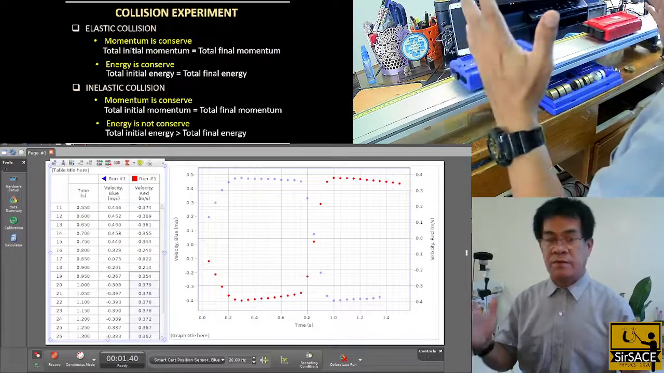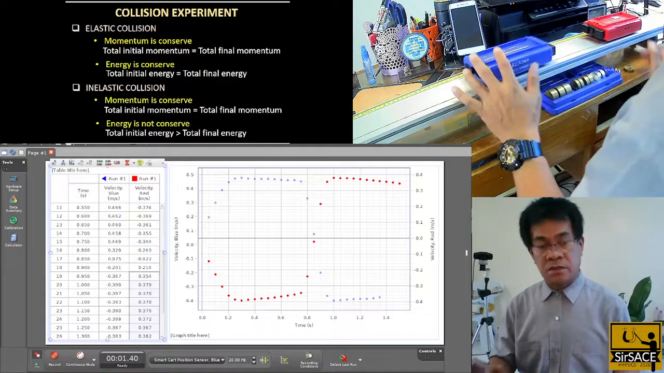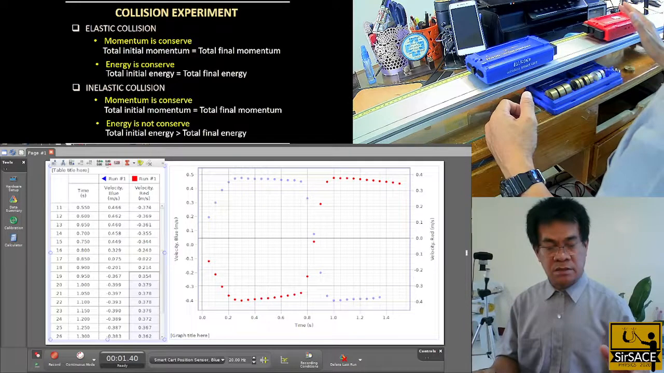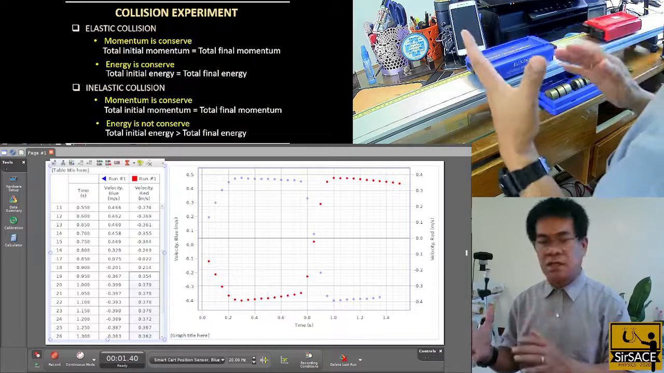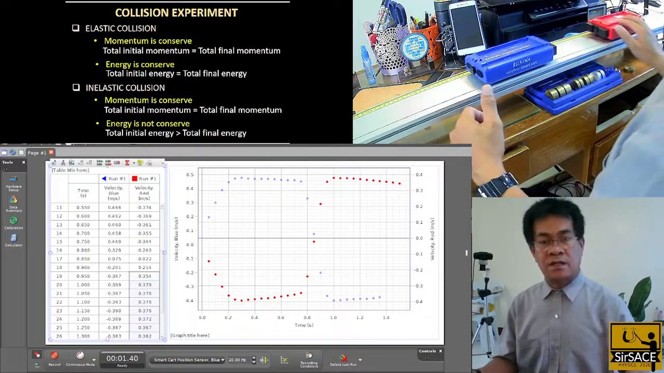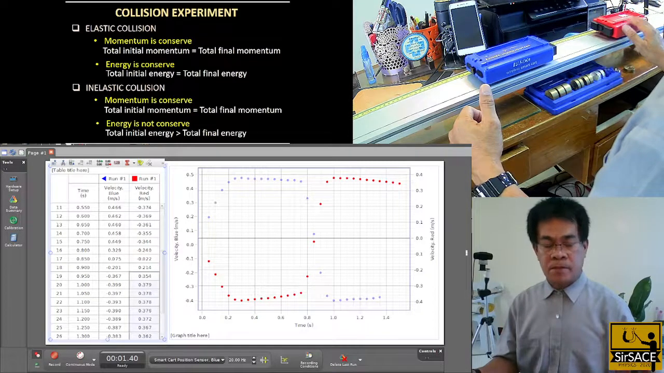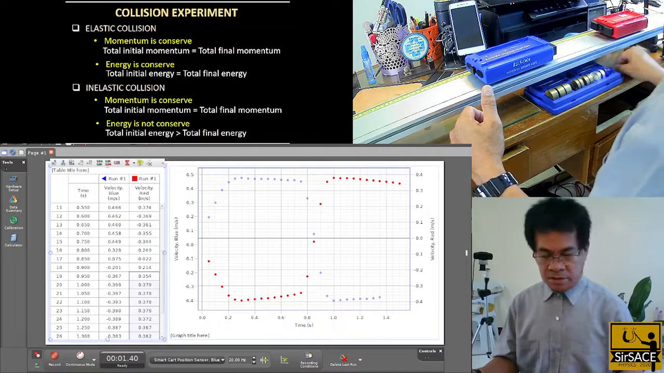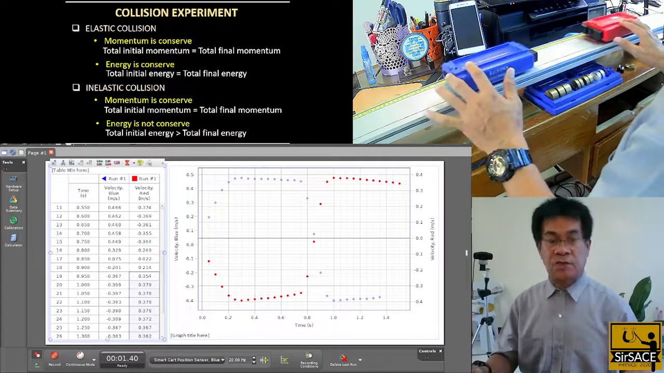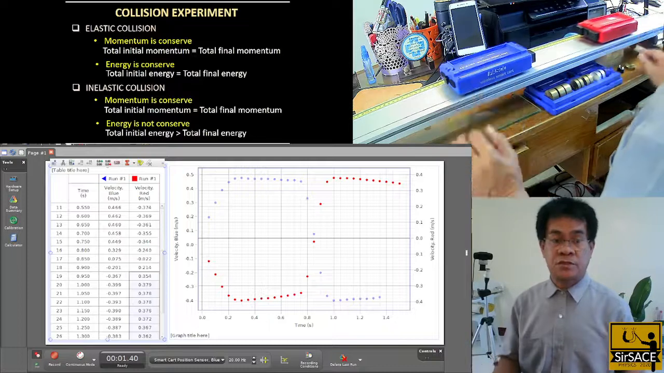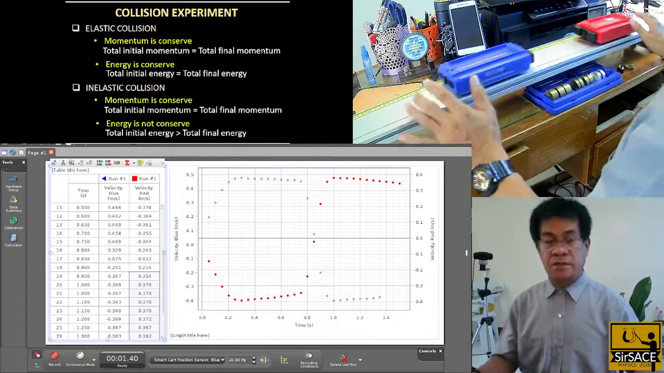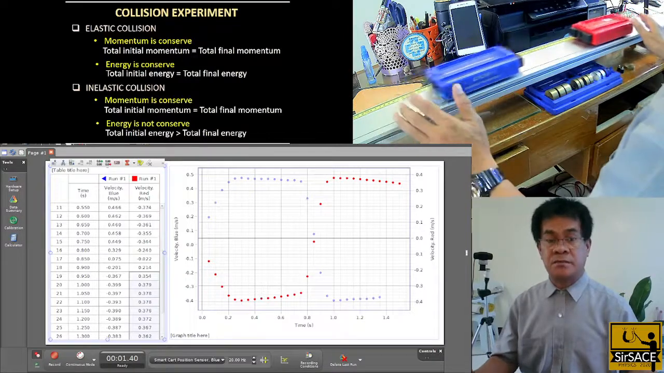Why? Because for an inelastic collision, the total initial energy must be greater than the total final energy. Why? Because there was an outside force that interferes with the motion, it can be a form of friction, and the energy will disappear from the activity. So meaning there must be a loss of energy.